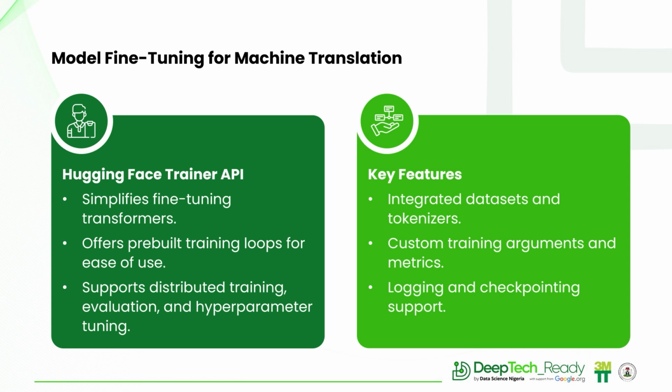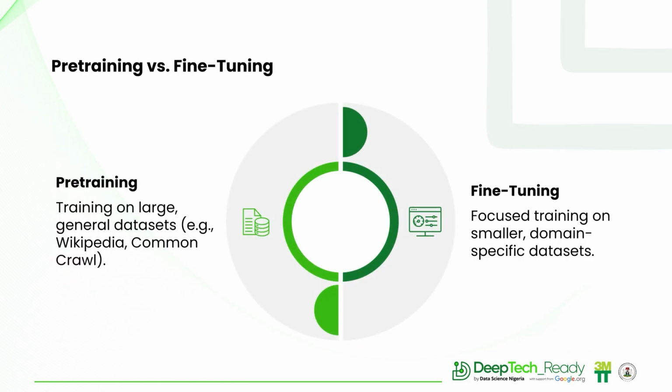Let's now talk about the difference between pre-training and fine-tuning. Pre-training involves training a model on large general datasets like Wikipedia or Common Crawl, and these massive datasets help the model to learn broad language patterns, grammar, and general knowledge. Pre-training gives the model a strong foundation by exposing it to a wide range of text from different domains.